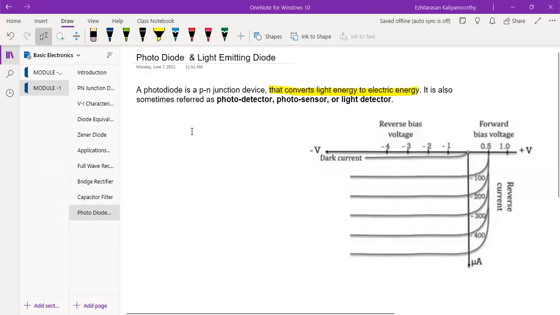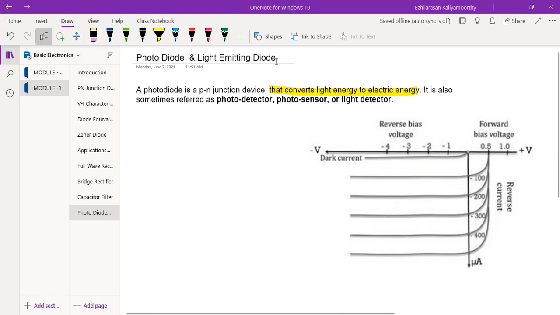Today, let us start with a photodiode and a light emitting diode. The first thing, let me start with the photodiode. Normally, the photodiode is a PN junction, which converts the light energy into electric energy. That is a very important thing about the photodiode.